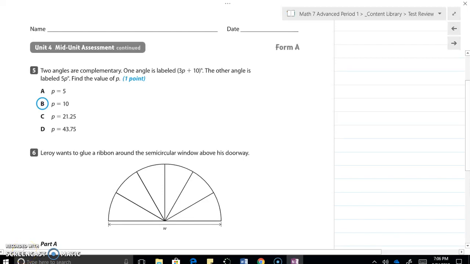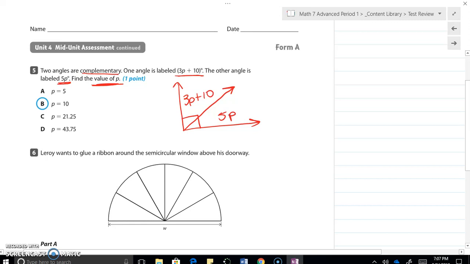Two angles are complementary. One angle is labeled 3p plus 10, and the other angle is labeled 5p. Find the value of p. Now, when we're talking about complementary angles, we're talking about 90-degree angles. And in this problem, one angle is 3p plus 10, and the other angle is 5p.